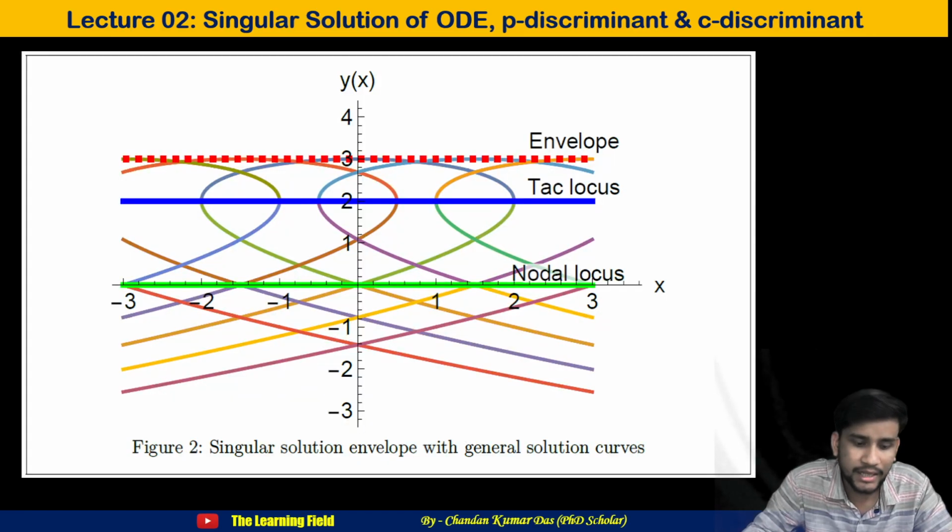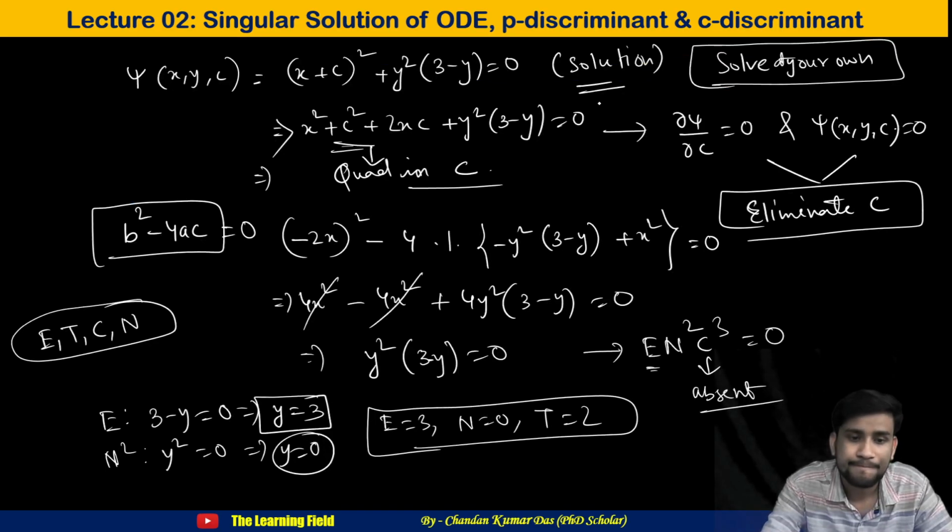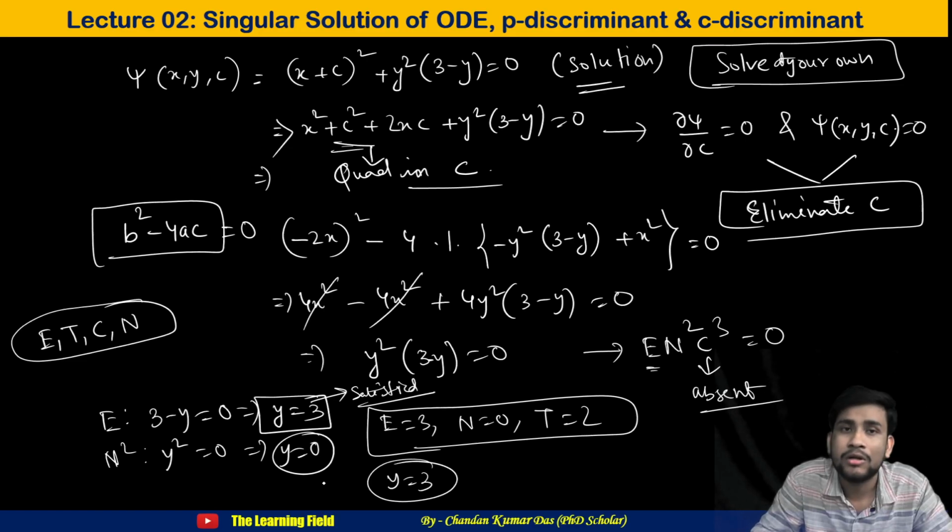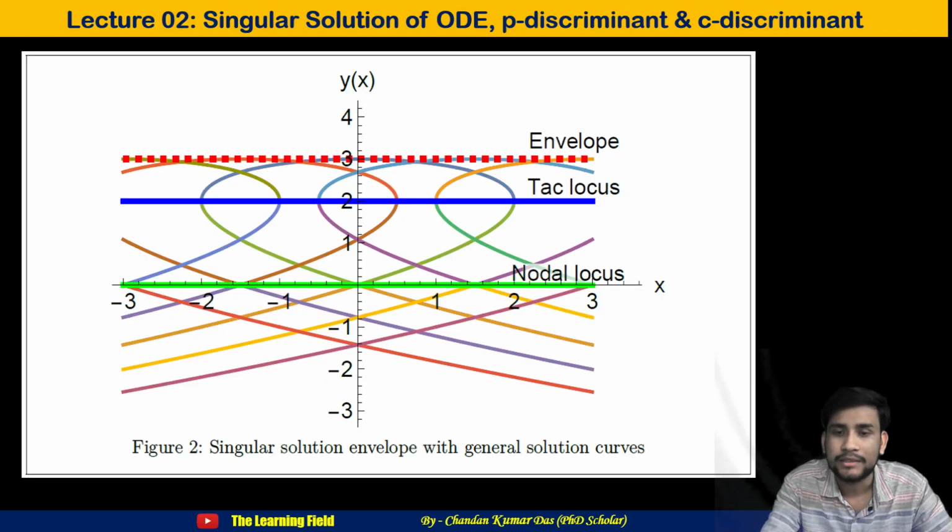Now, what do we get? We get y equal to 3. This also satisfies the differential equation. That means y equal to 3 is the singular solution. So in both the cases, y equal to 3 is the singular solution. Now this is the graphical representation. See how beautiful this is. This is the graphical representation of the envelope, tac locus, and nodal locus.